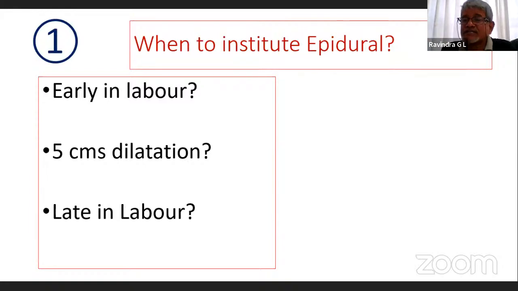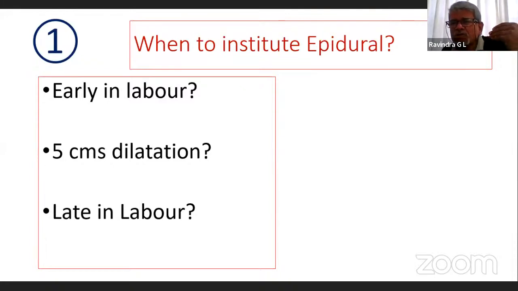So the motor block was extensive, but they came down to 0.25%. Then also the motor block was extensive. 0.25% also produces extensive motor block. But at that time, they felt that the progress of labor was very slow because the perineal muscle tone was lost. So the descent of the head and the rotation was at stake. That is when they were thinking that if you institute epidural very early in labor, labor will not progress. So wait till about 5 centimeters dilatation, when the head is nicely fixed and it's entering the pelvis, that is when you give the epidural.